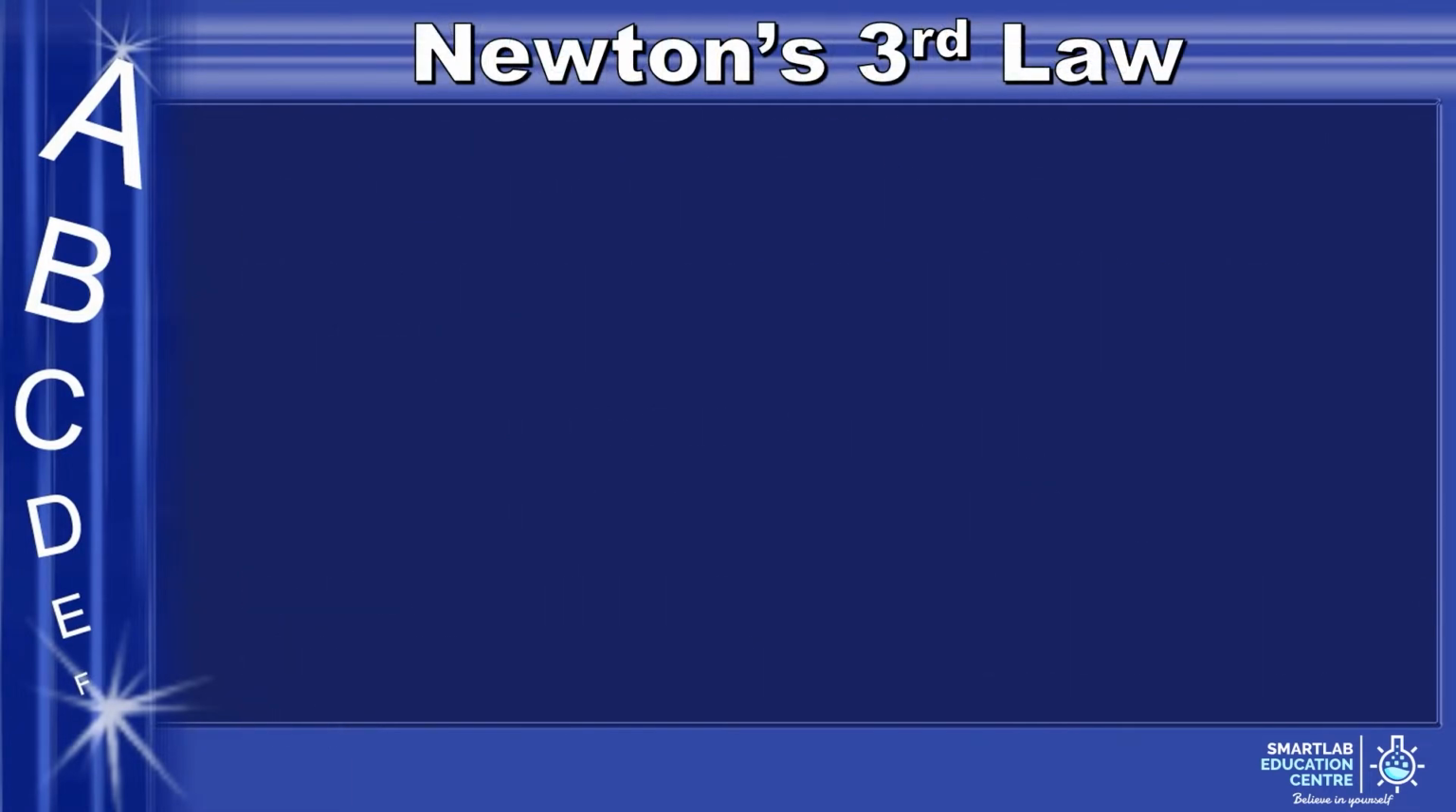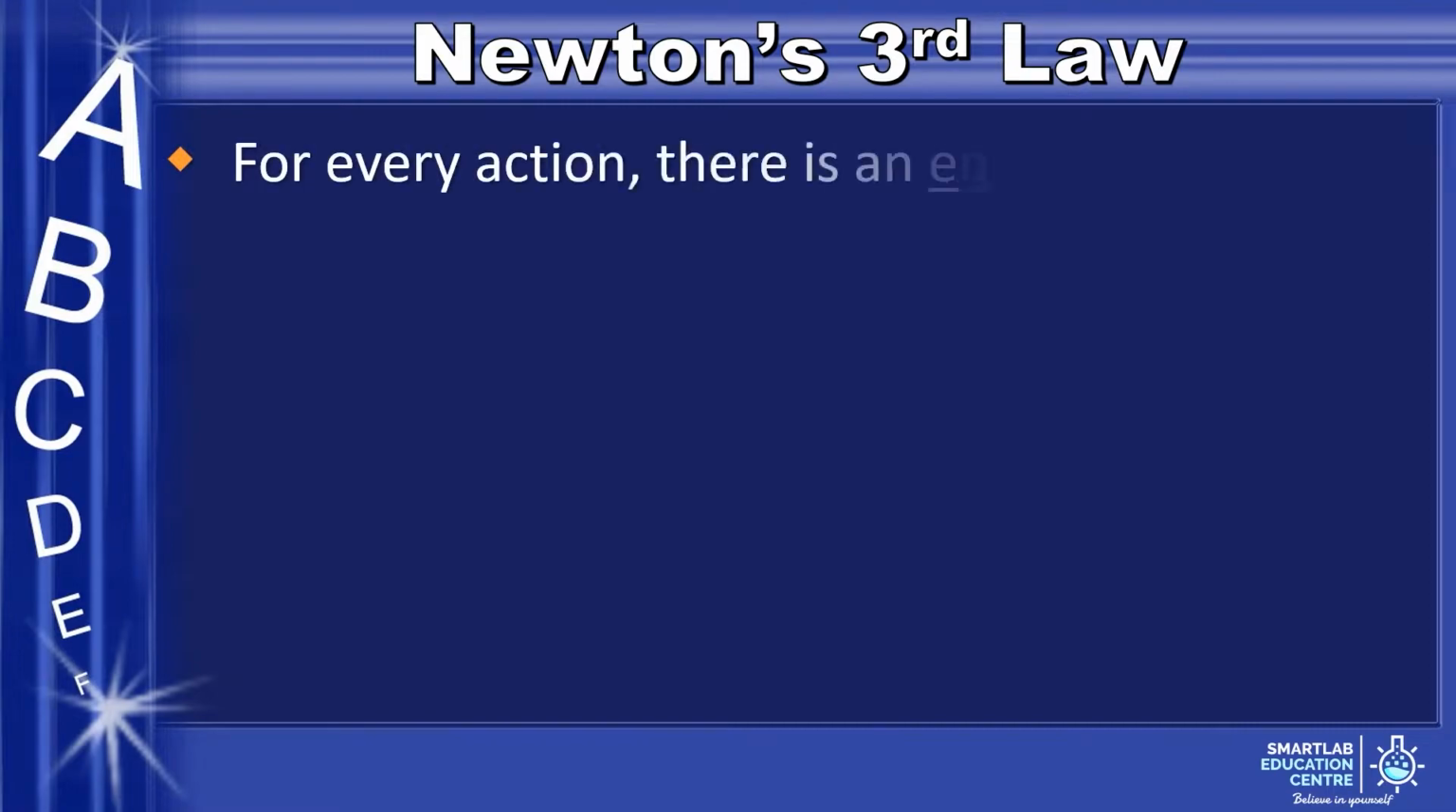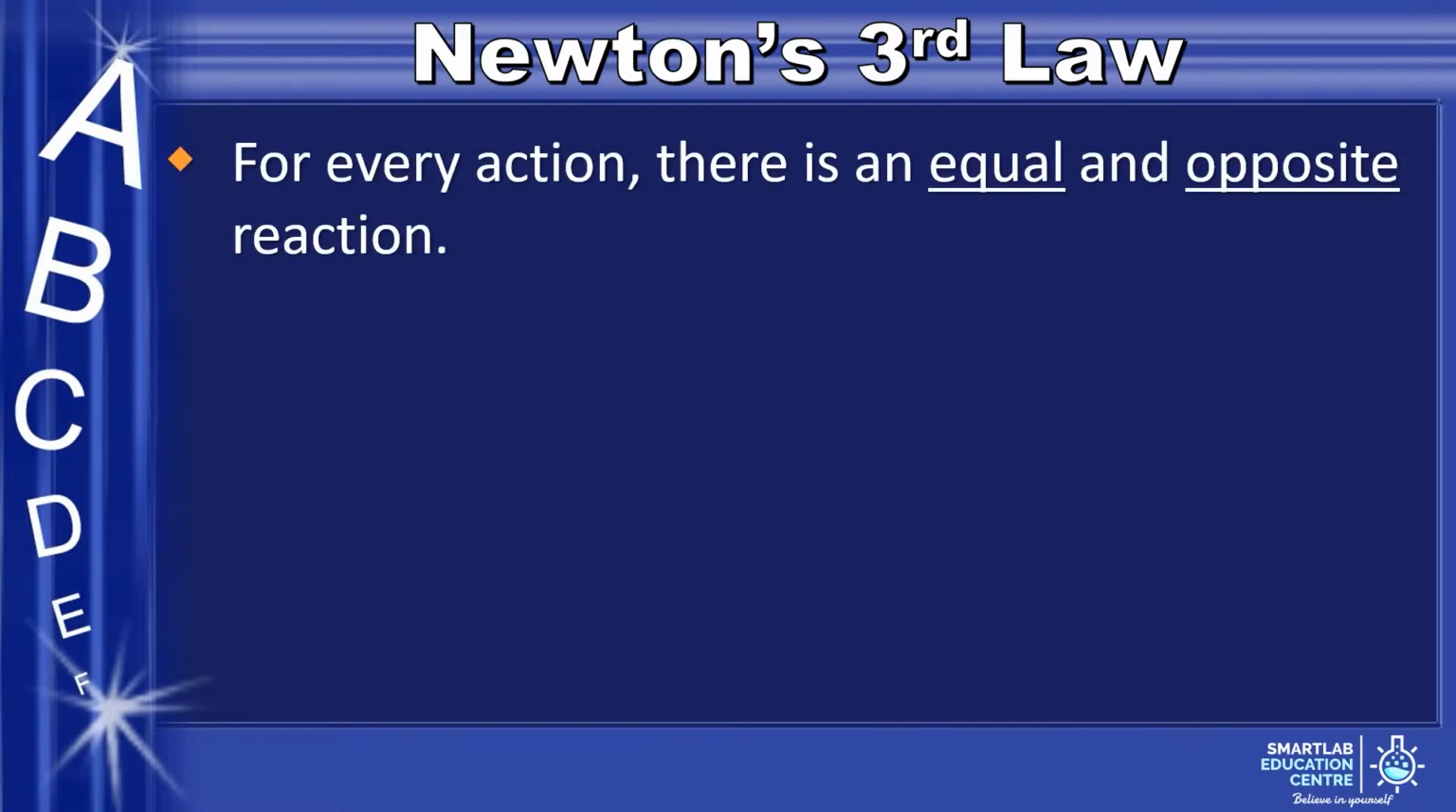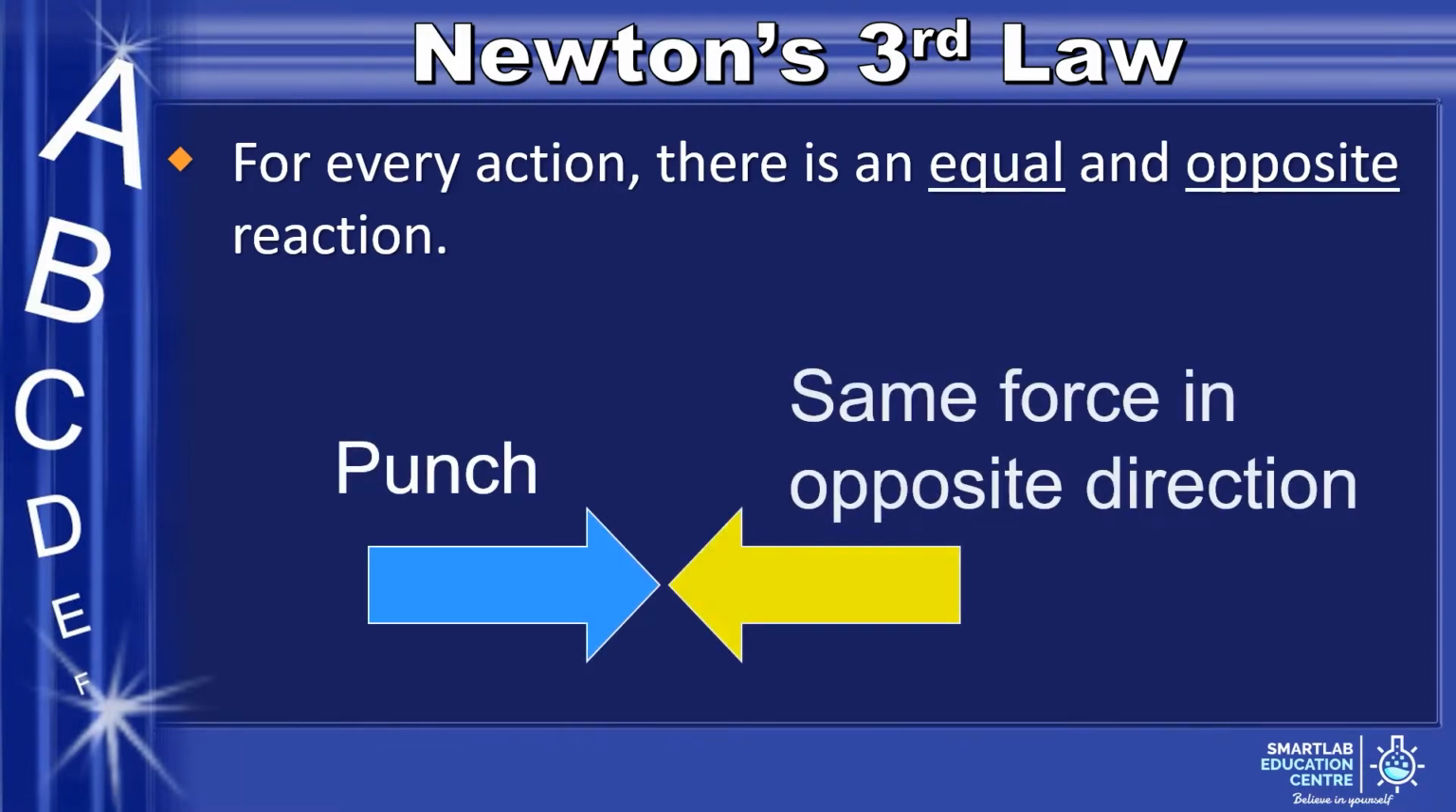Now, let us touch on the last law of motion, which states that for every action, there is an equal and opposite reaction. This suggests that when a person punches an object, the object will exert a force of the same magnitude on the person, but in the opposite direction.